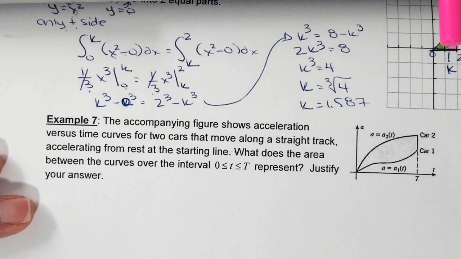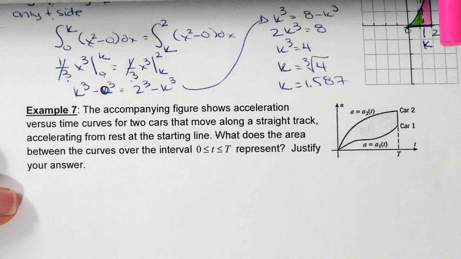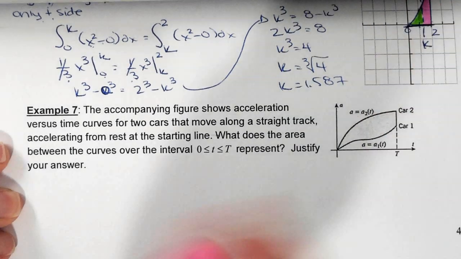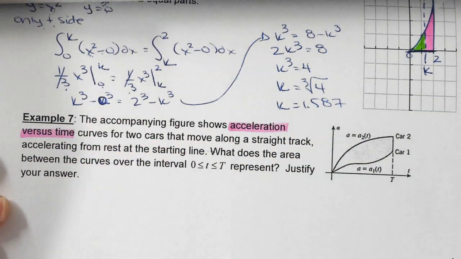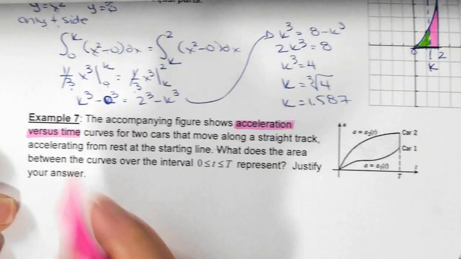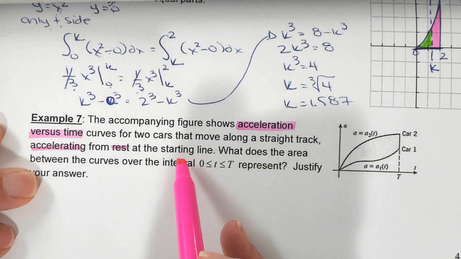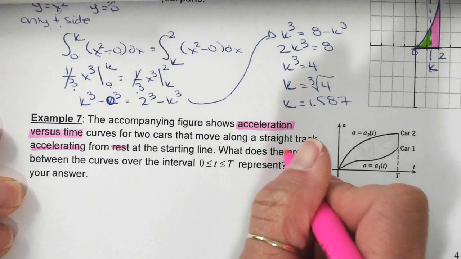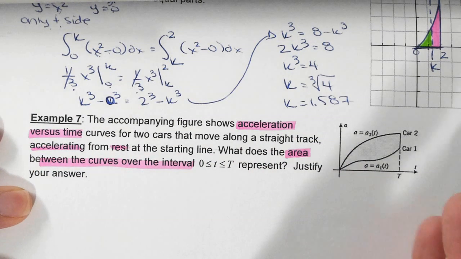This last example here is an application, and it says the accompanying figure shows the acceleration versus time for two cars that move along a straight track, accelerating from rest, meaning a is equal to 0, at the starting line. What does the area between the two curves over this interval represent? And we have to justify our answer.